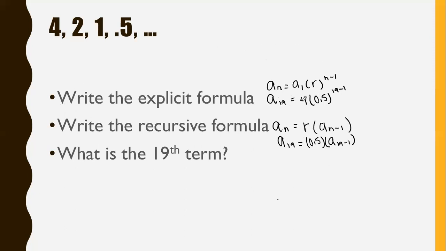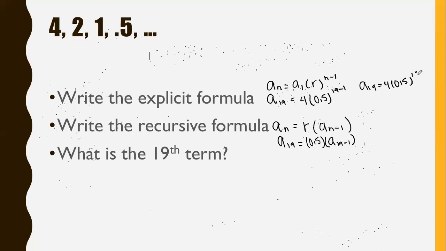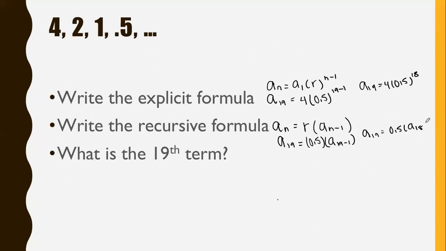So if I reduced all of these, A19 would equal 4 times 0.5 to the power of 18. And if I was using the recursive formula, A19 equals 0.5 times A18. But we don't have the 18th term, so we couldn't even use this formula.